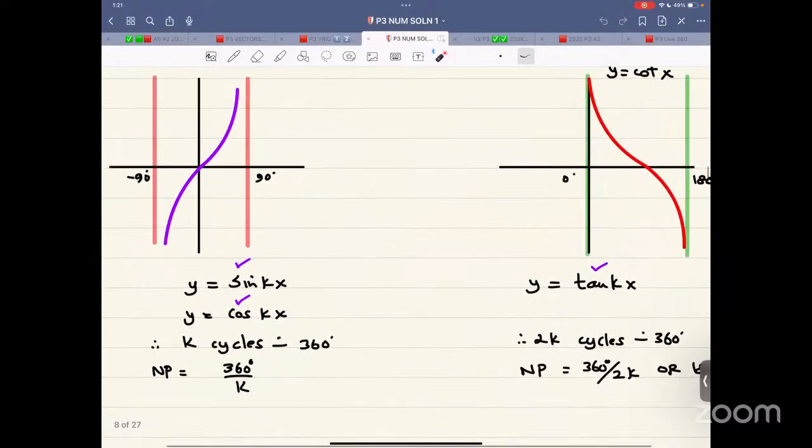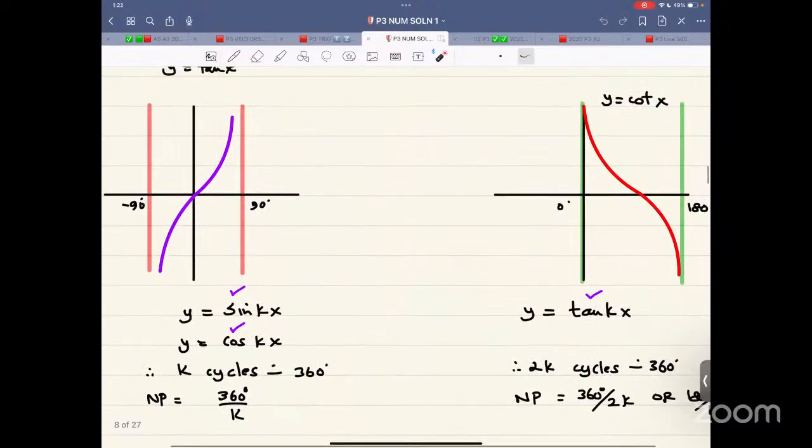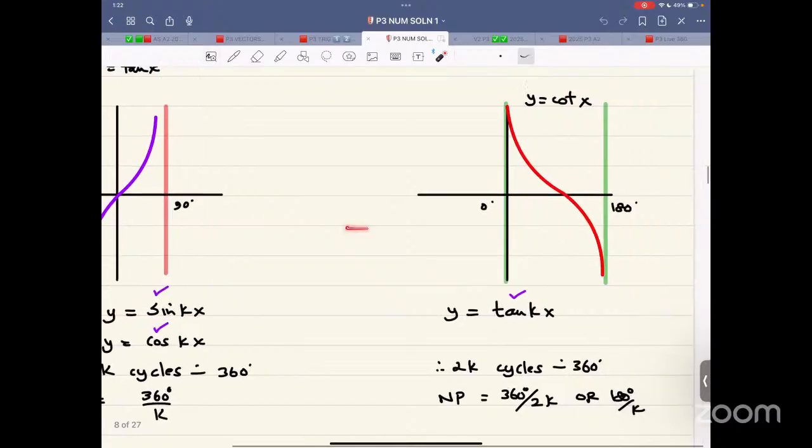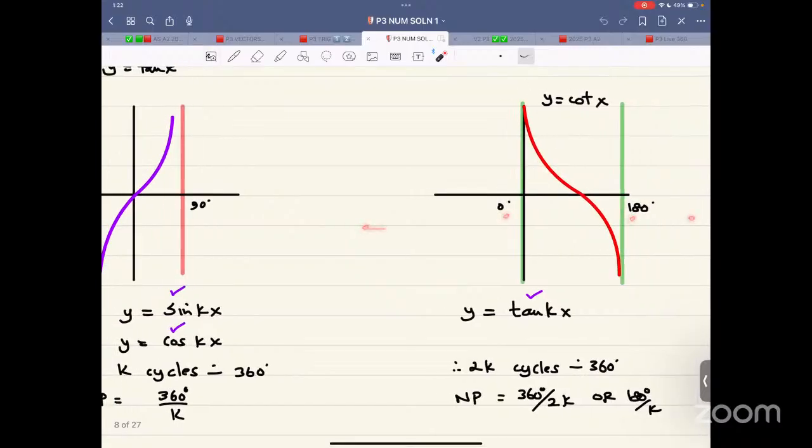The asymptotes have shifted. Why? Because tangent of 0 is 0. Therefore, cot of 0 is undefined. Tangent of 90 is undefined. Cot of 90 is 1 over undefined, which is 0. So this is negative 90, 90, 270, and so on. This is 0, 180, 360, and so on.